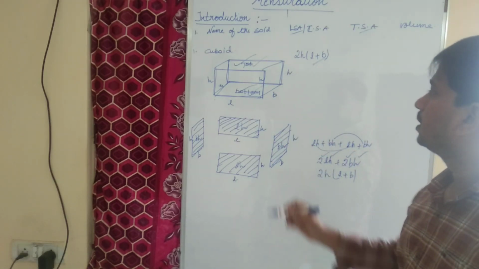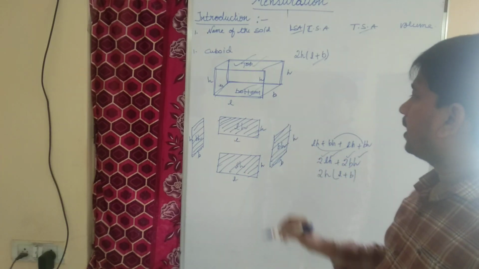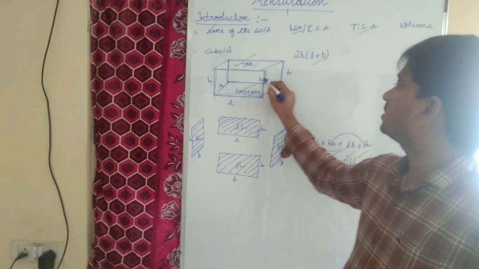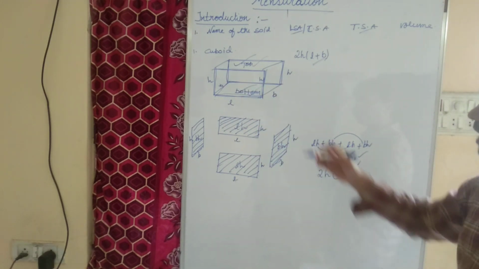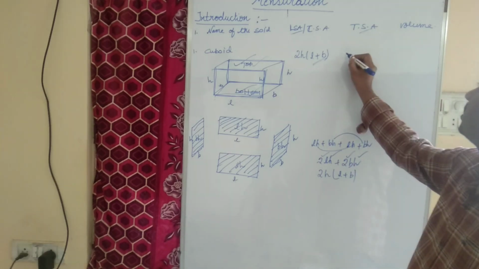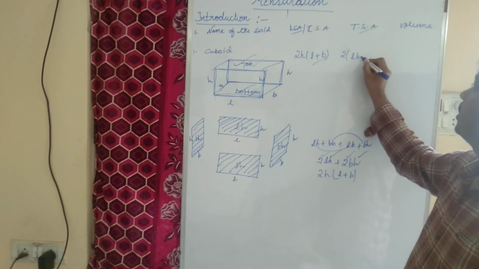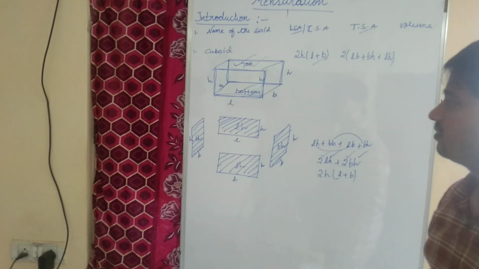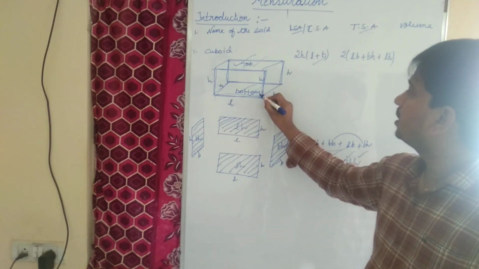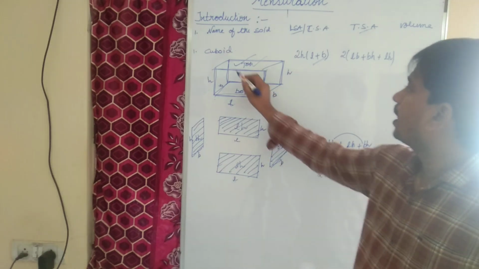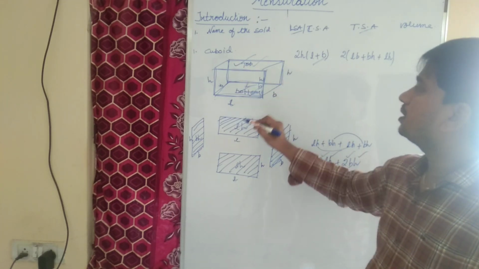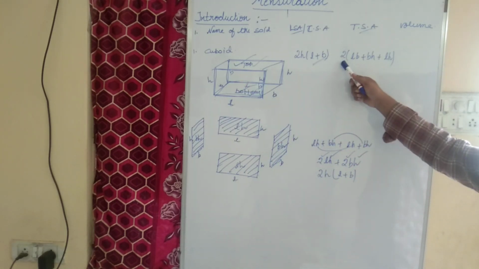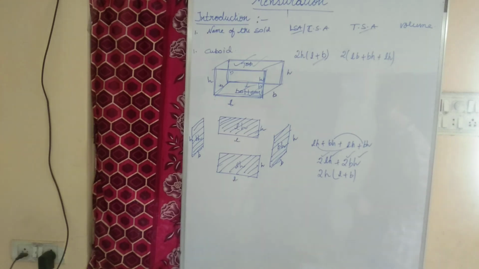So what is the top face? Length and breadth. This is our length and this is height. So we have to include the top face and bottom face. So this will become 2 into (lb plus bh plus lh). Why? Because this is length and this is our breadth, lb, as well as this is our length and breadth. So totally 6 faces. So that's why 2 into (lb plus bh plus lh).